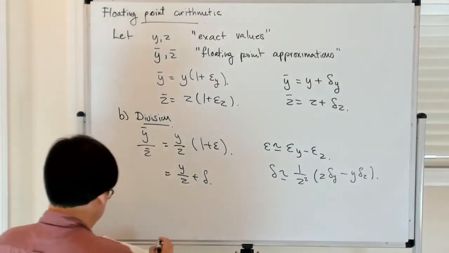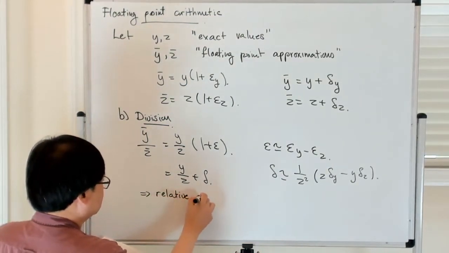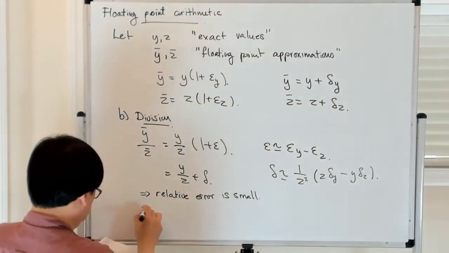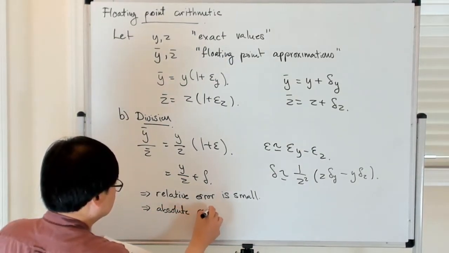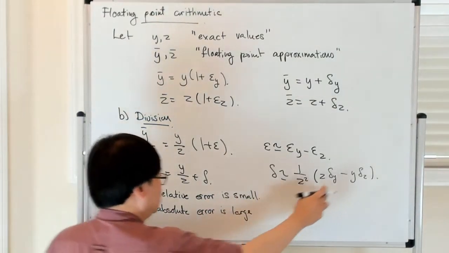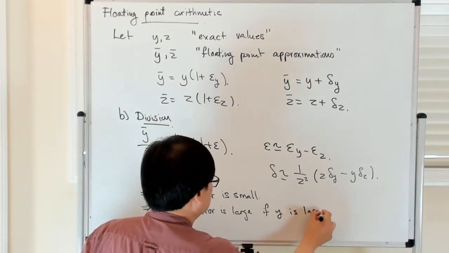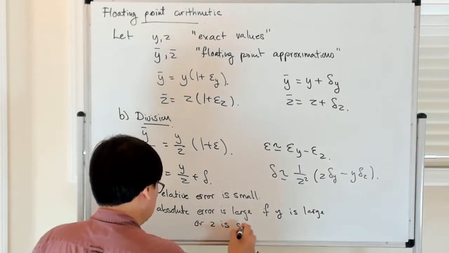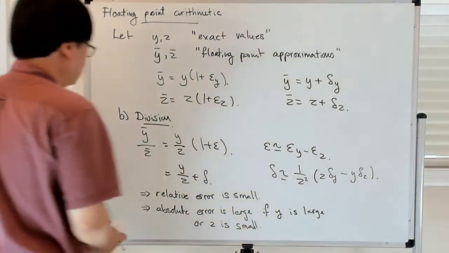Okay, so the take-home message here is that the relative error is again small, but the absolute error is large if y is large, or if z is small, in some sense.